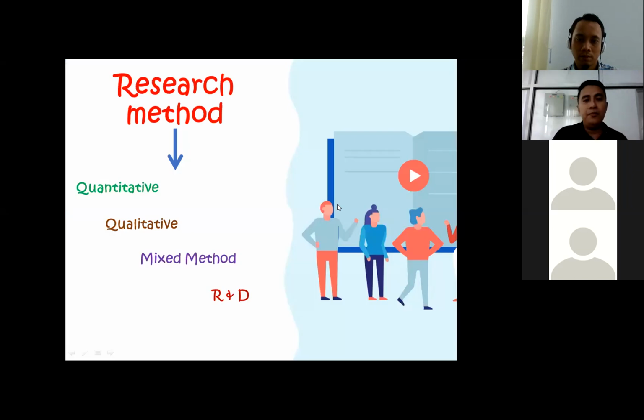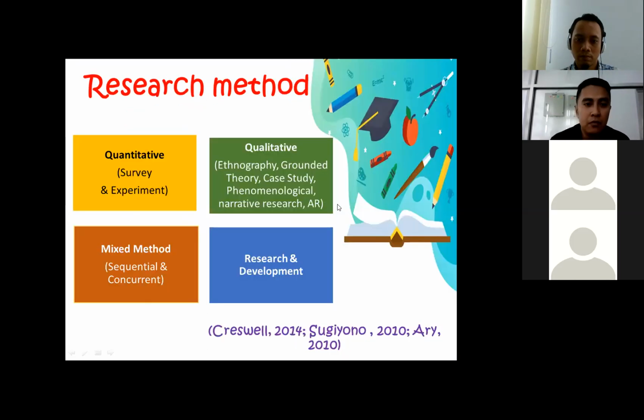So here, the main point is the research method. Here there are 4 research method approaches that I showed to you: quantitative, qualitative, mixed method, and R&D. So it depends on you which method is appropriate for your research. Here I have showed you several parts in research method, like quantitative survey and experiment. So if you are interested in conducting quantitative research, you can use survey and experiment.